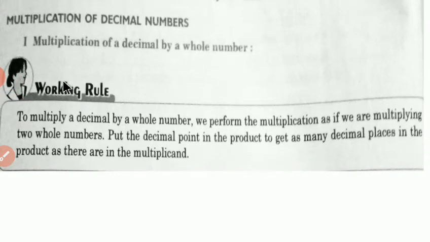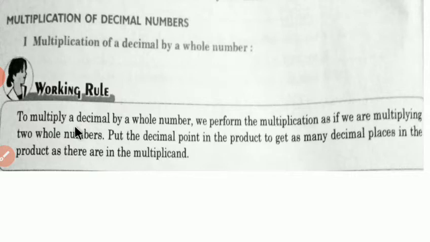As we already studied how to add or subtract decimal numbers, today we are going to study multiplication. So the first one is multiplication of a decimal by a whole number. How to multiply a decimal by a given whole number. Whole number means the number which does not have any decimal.